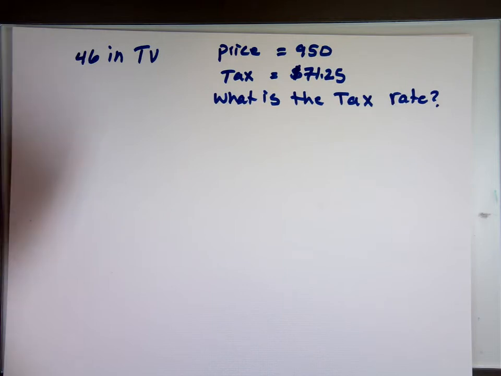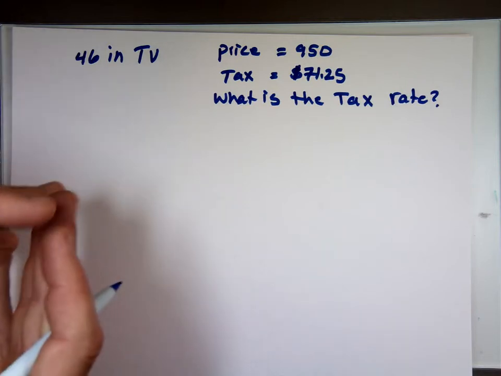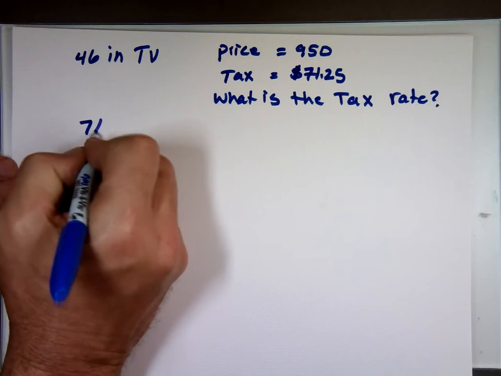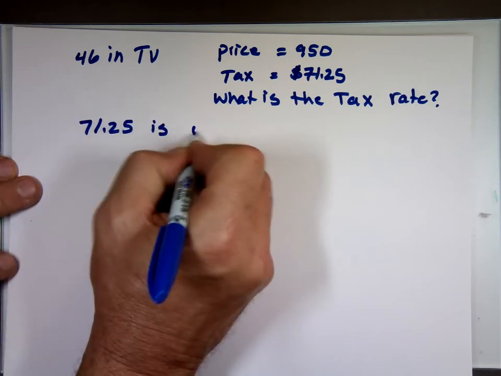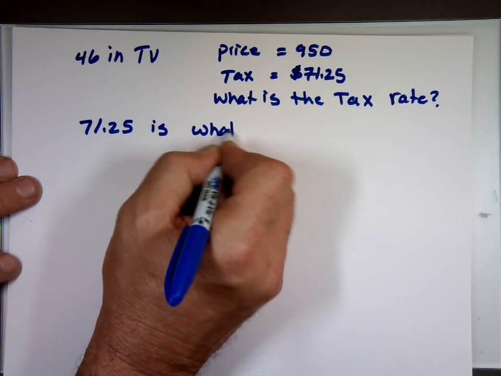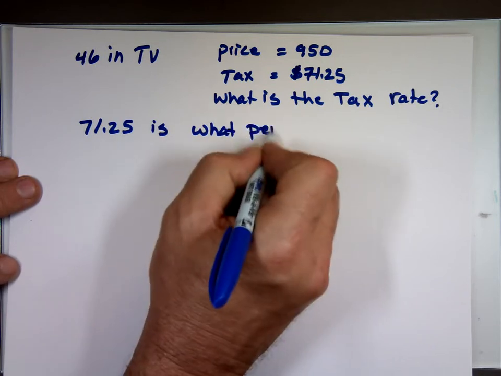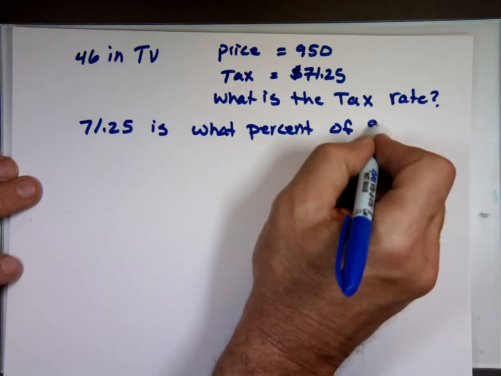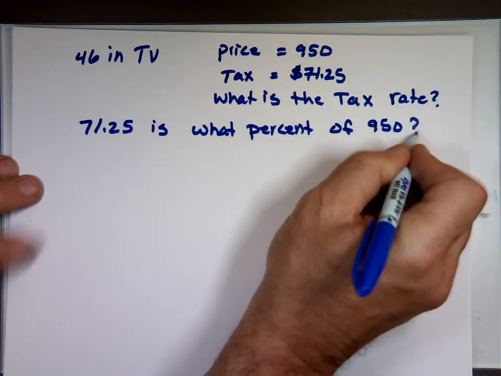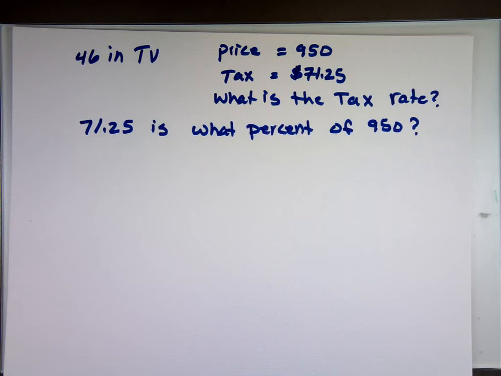When you look at that problem, what is that problem telling us? It's saying the $71.25 here is what percent, that's really what I'm asking, of the 950? You paid $71.25. I'm saying that number is what percent of the 950? Is it 6%? Is it 4%? Is it 2%? What is it?